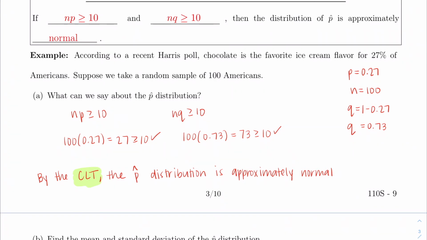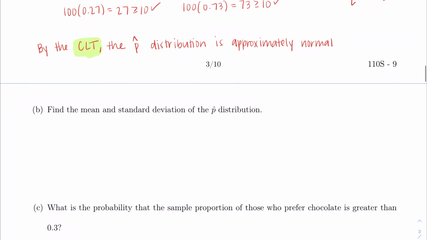What this means now is that we can use the properties of the normal curve to find probabilities related to our problem here. For instance, if I scroll down to part C of this example, it asks for the probability that the sample proportion is greater than 0.3. Now we can use the normal curve to find that probability. But first we need to find the mean and the standard deviation of the distribution.